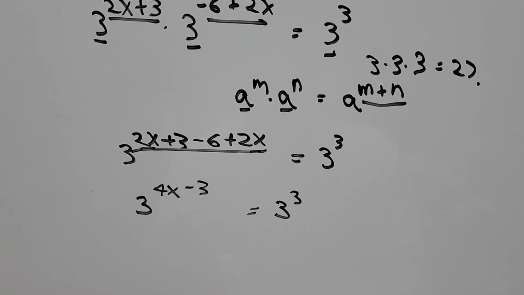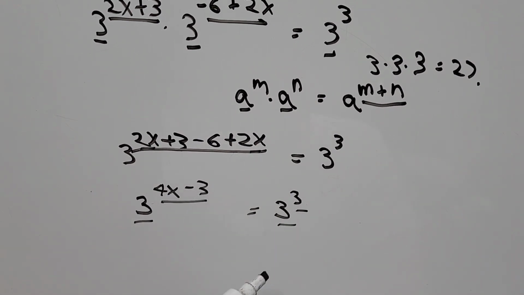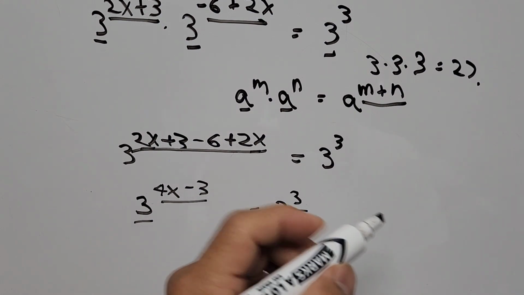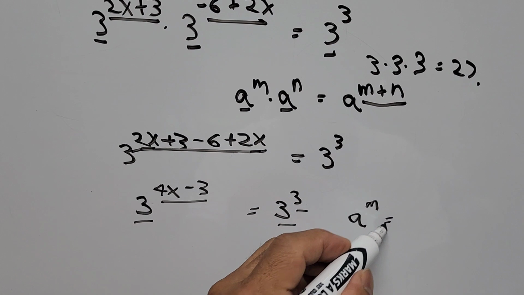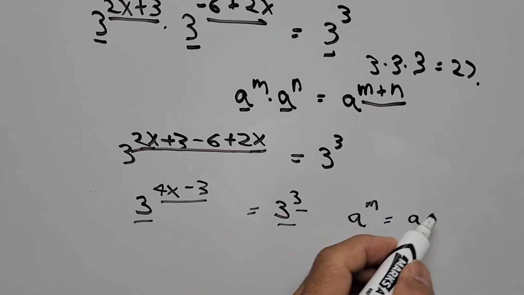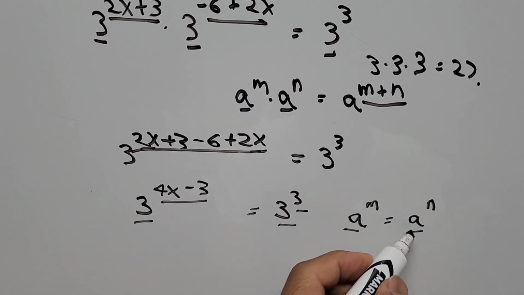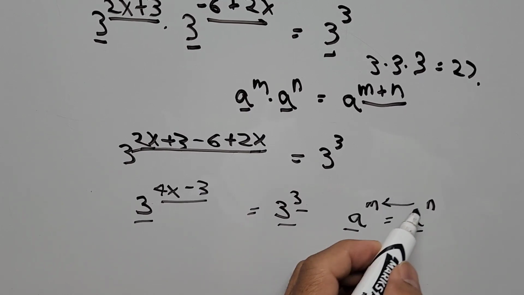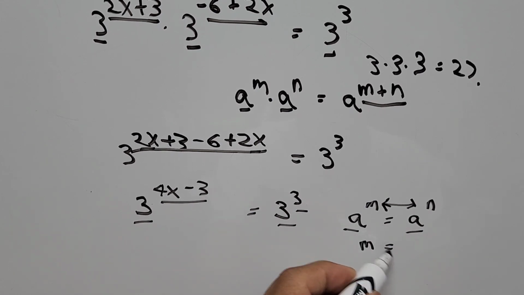So now we ended up with the left and right sides of the equation having the same base. But then we have the exponents different, right? So we have another exponent rule from the exponent formula. Whenever we have base a to the power of m is equal to base a to the power of n, so this means their exponents are different. If we have the same base, then therefore we can equate their exponents as equal, right? So m will be equal to n.